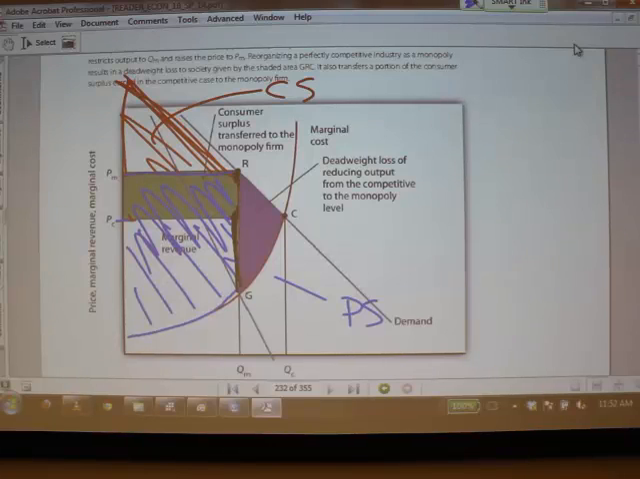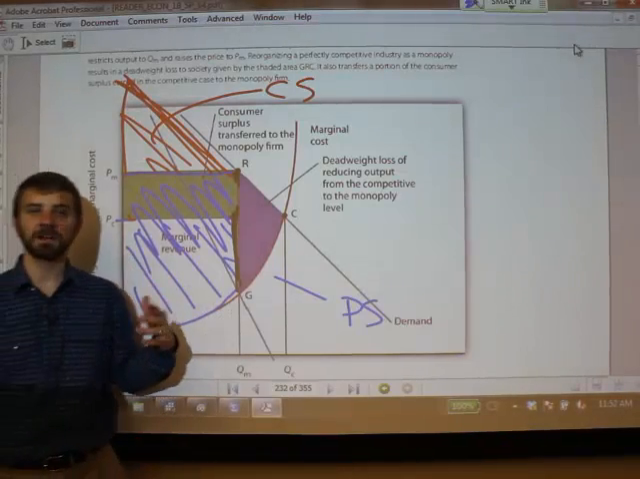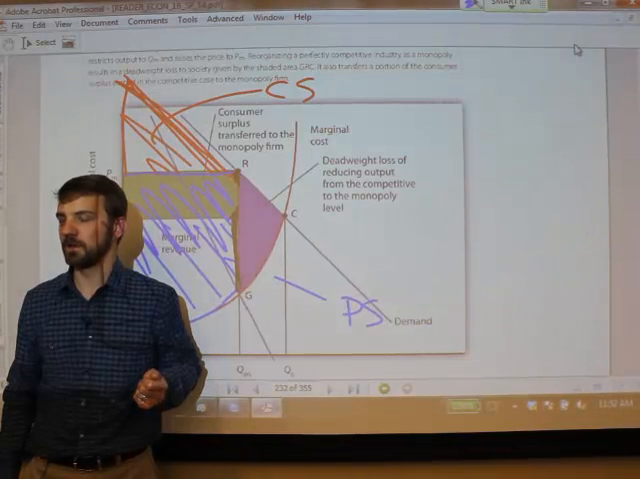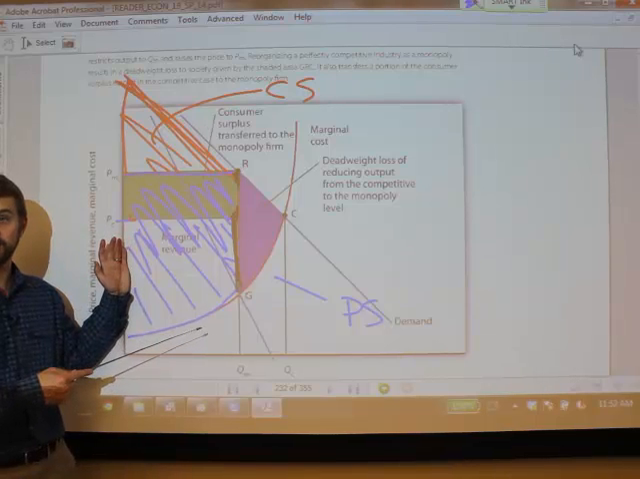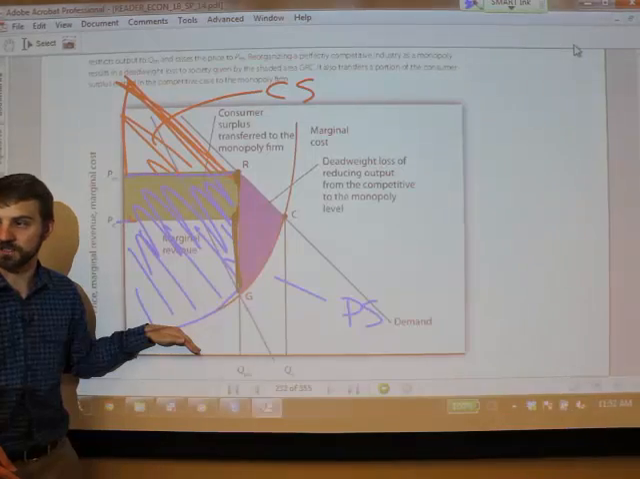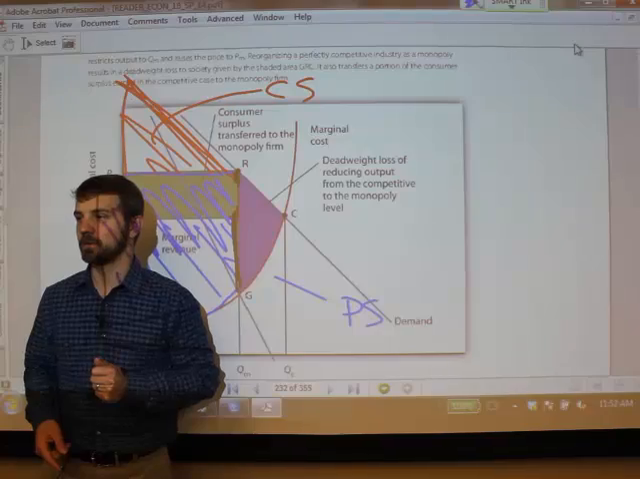So there are two things to notice here. The first is that total surplus is smaller. That means the monopolist is inefficient from the standpoint of social welfare. Second thing to notice is, of the surplus that is there, the producers are capturing part of the consumer's surplus. And so you might say that's inequitable.